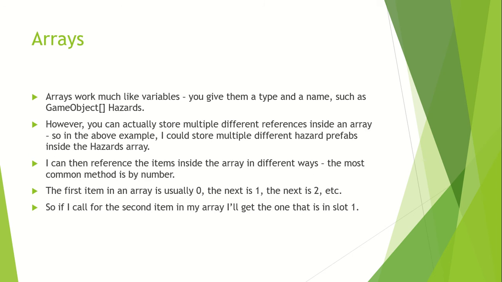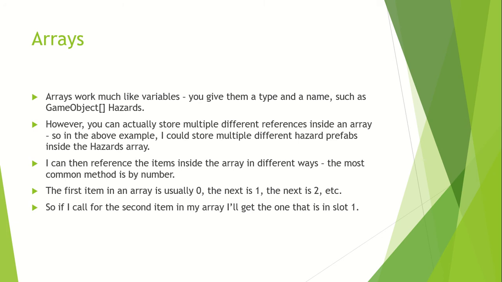Arrays. So I talked about this earlier before the video started when I was showing off the space shooter demo, but I'm going to walk through it again here just so it's part of the video so you can always refer back to it. Arrays work a lot like variables. So you give them a type and a name, like GameObject hazards, for example. The type is GameObject, the name of the variable is hazards.